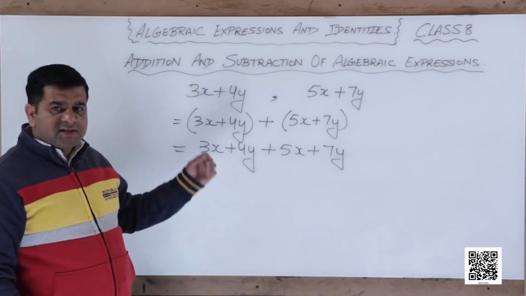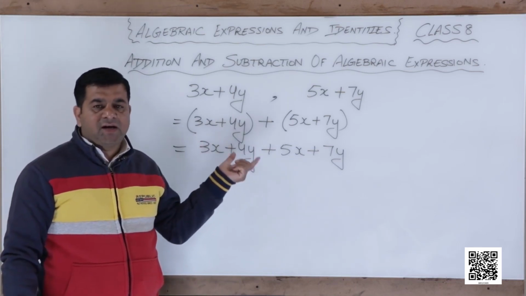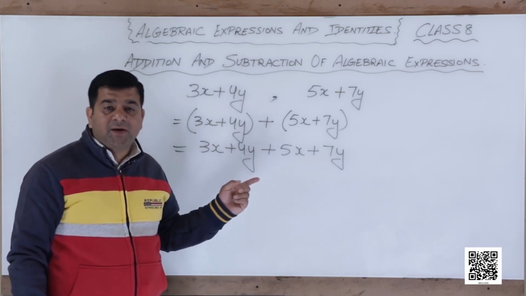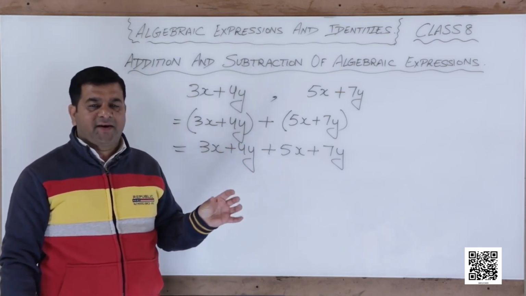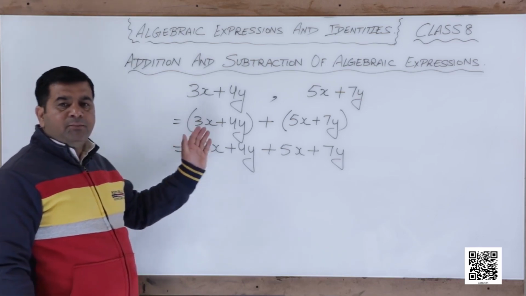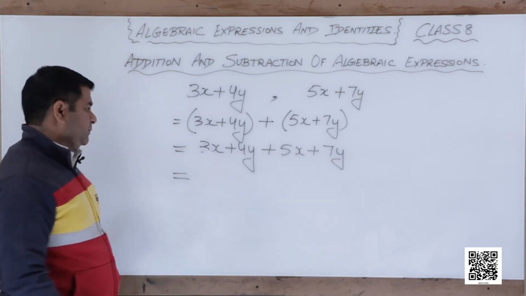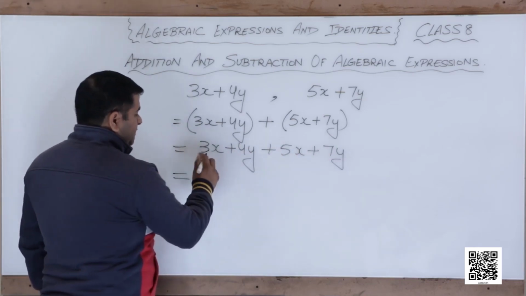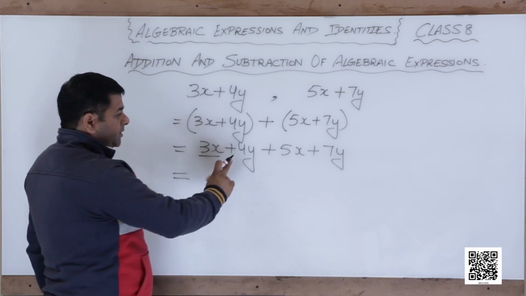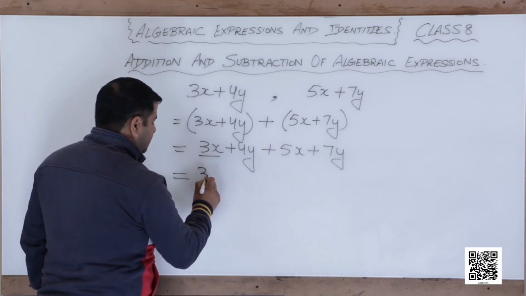Now students, earlier we studied what are like terms and what are unlike terms. So always remember that only like terms can be added or subtracted together. So first we will put together all like terms in this whole expression. Now see, this is 3x and this is 4y. These are not like terms, and this is 5x. These two have the same variable x, so they are like terms.